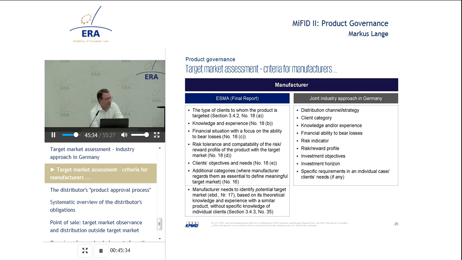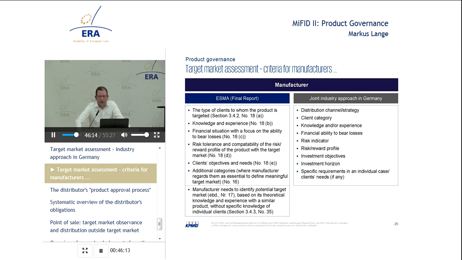I mean, when considering how one could make a detailed program for manufacturers, for example, what could they do? They don't know the client. As ESMA has set it out, the manufacturer, and you find it here at the bottom left, needs to identify a potential target market because it only has theoretical knowledge and experience with a similar product without specific knowledge of individual clients. So you needed to come from the product, you needed to find criteria which you can then use as a distributor.